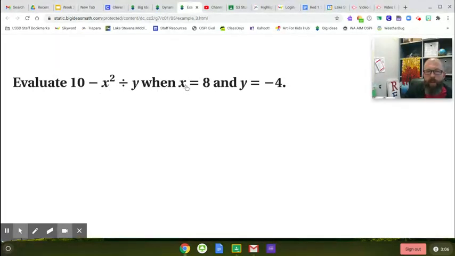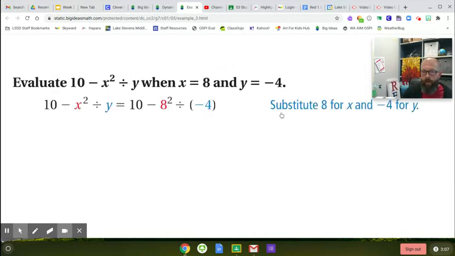So we're going to take 8 and plug it into x, and -4 and plug it into y, and write it out and then solve it. So nothing different. It's just we're plugging numbers in. Okay, so substitute 8 for x and -4 for y. So you're just going to rewrite the problem. 8 goes in for x, -4 goes in for y. And so now we no longer have x and y because we know what they are.